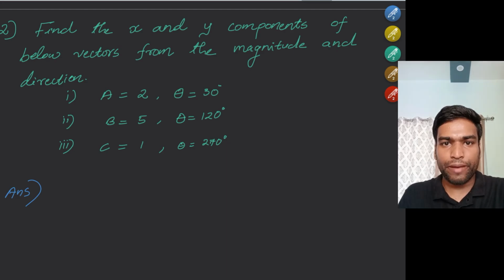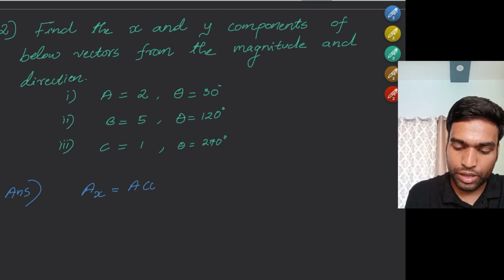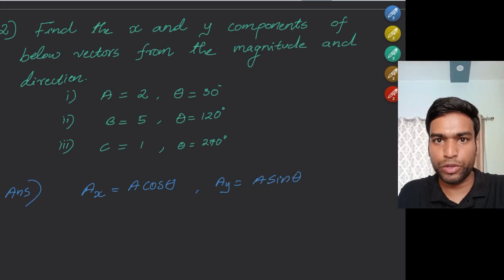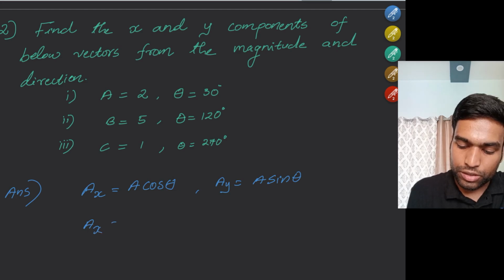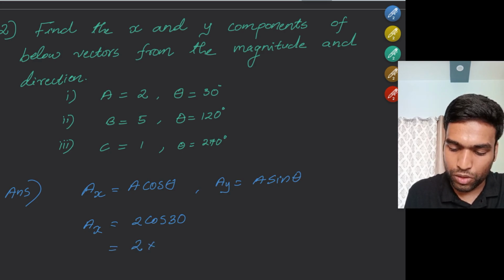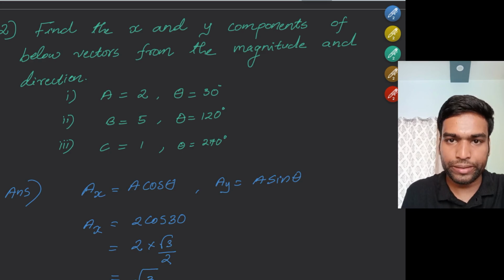For vector A, the magnitude is 2 and the direction is theta equal to 30 degree. The x component, we can write ax equal to a cos theta, and the y component is ay equal to a sin theta. This we have already discussed in the last video, right? So ax is equal to 2 cos 30, and it will be 2 into cos 30, which is root 3 divided by 2. So the ax component is square root 3.